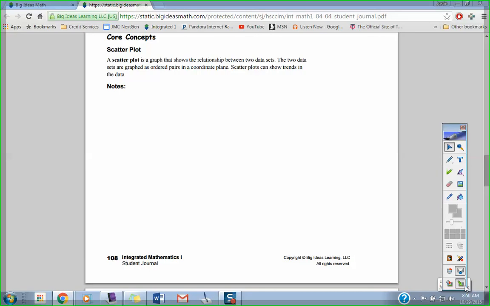This is an important concept right here. A lot of the questions that you're going to get asked in the assignment today are going to deal with this. On page 108, you have a scatter plot. Up in the core concept, it says a scatter plot is a graph that shows a relationship between two data sets. The two data sets are graphed as ordered pairs in a coordinate plane. Scatter plots can show a trend. What trend is shown right here? Here's how you're going to answer this: I want you to make 3 first quadrant graphs like this, right down here.